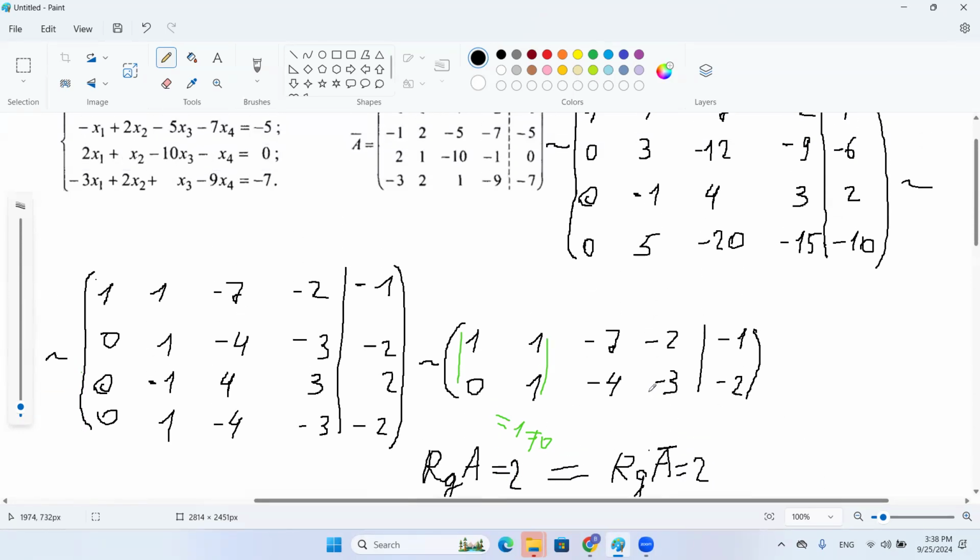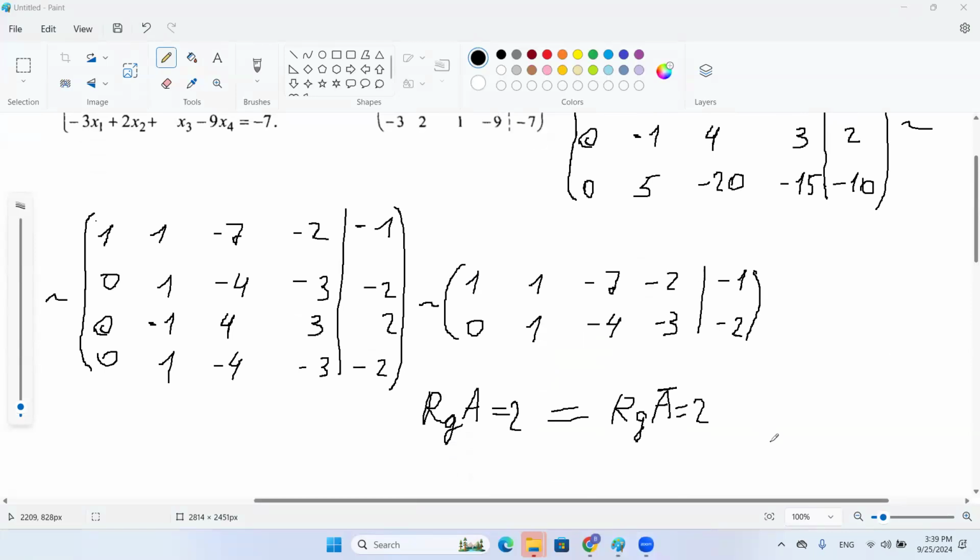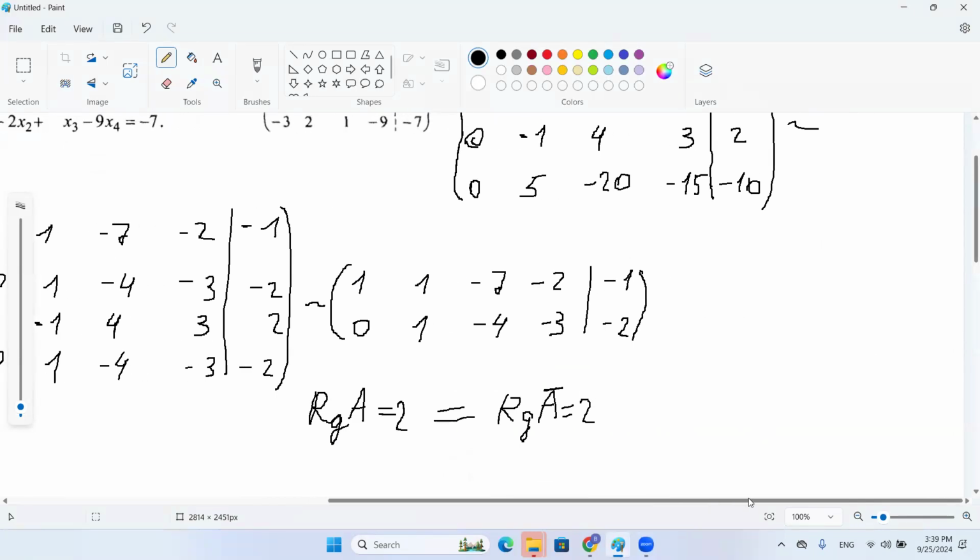So we have one solution here, non-trivial, and we will write it in a general way. And I have a question. Which variables here are bases, and which of them are free?